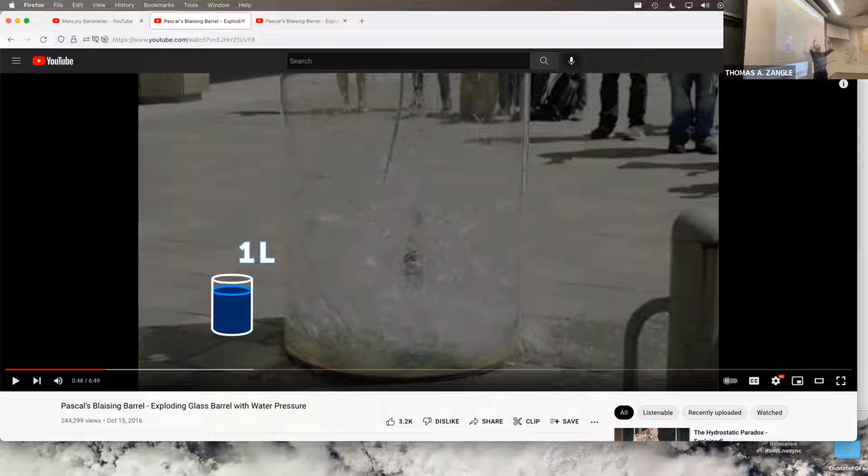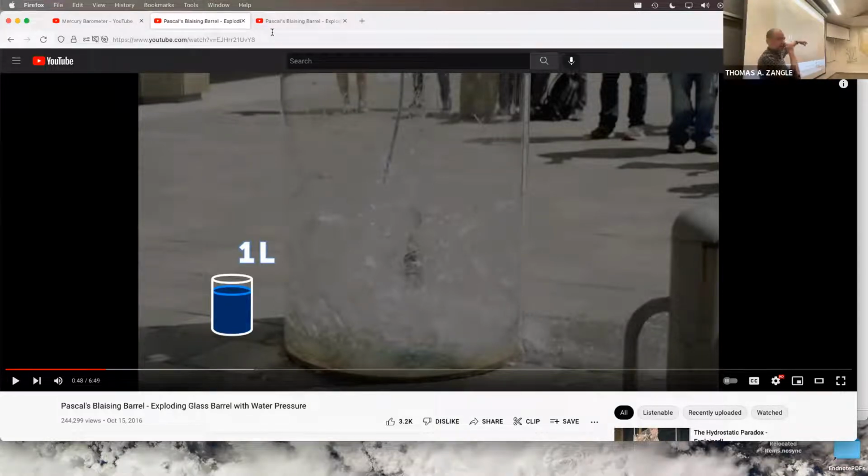Right, so just the weight of the column of air, the atmosphere pushing down, about one atmosphere of pressure, 14.7 PSI at sea level. And then the pressure goes up as we move down within the fluid column, within this water column, until we reach the bottom of the barrel. So as that column gets higher and higher, the pressure in the barrel gets higher and higher, until eventually it bursts.